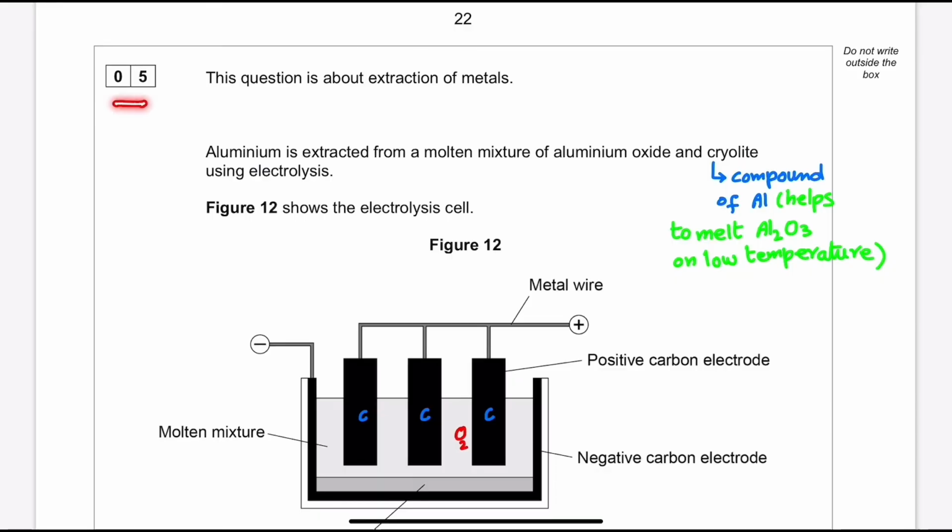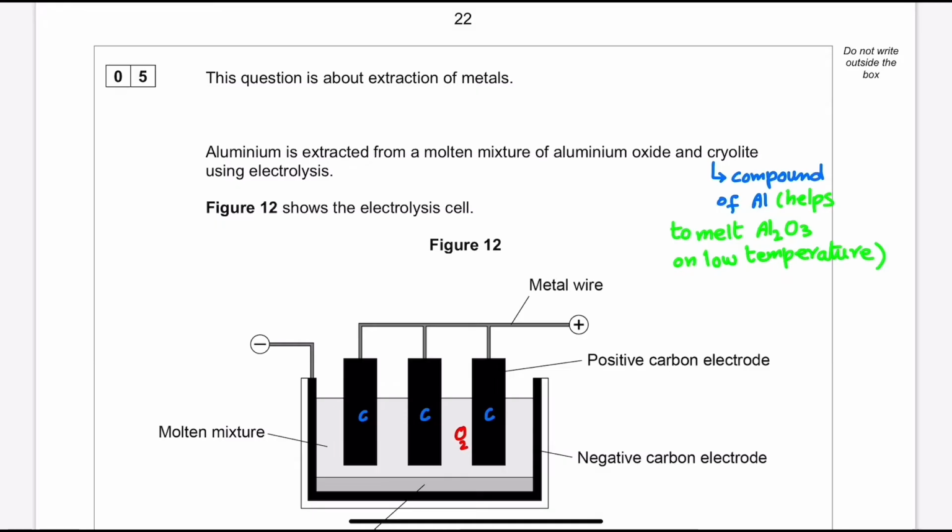Question number 5 is again from the topic of electrolysis, and this question is from the extraction of metals by the process of electrolysis. Here, aluminium is extracted from a molten mixture of aluminium oxide and cryolite, which helps to reduce the melting point of aluminium oxide.